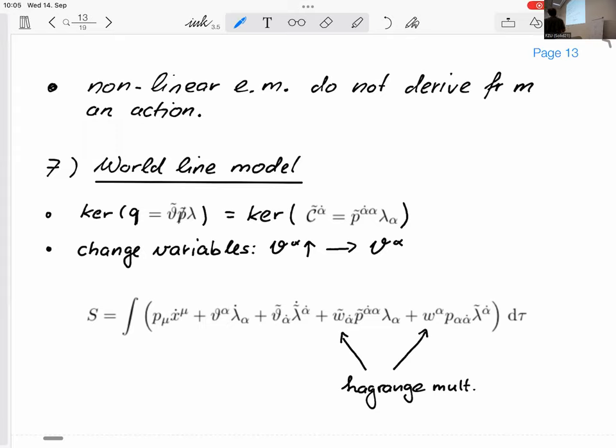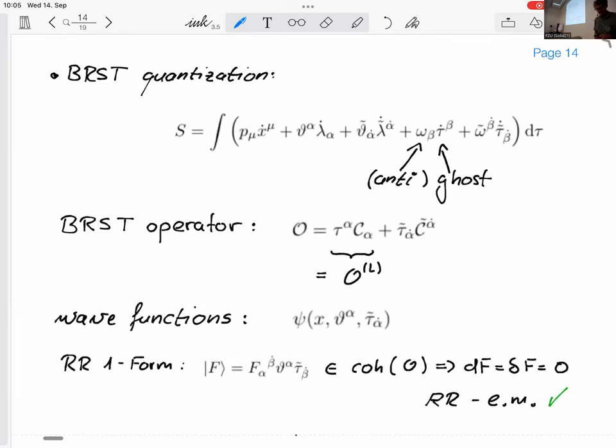Okay, and then that's fine. And then I can always construct this theory. The question is, of course, what's the spectrum then of this theory? So what does it describe? So what I can do is I can now BRST quantize again this theory.